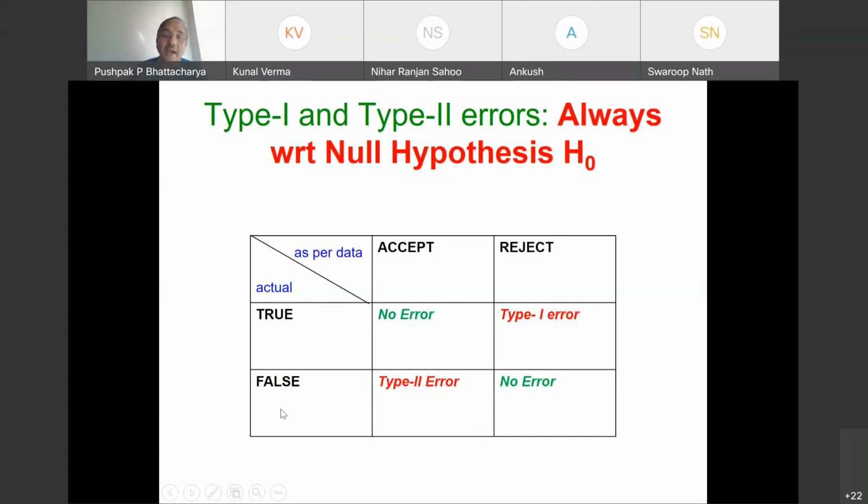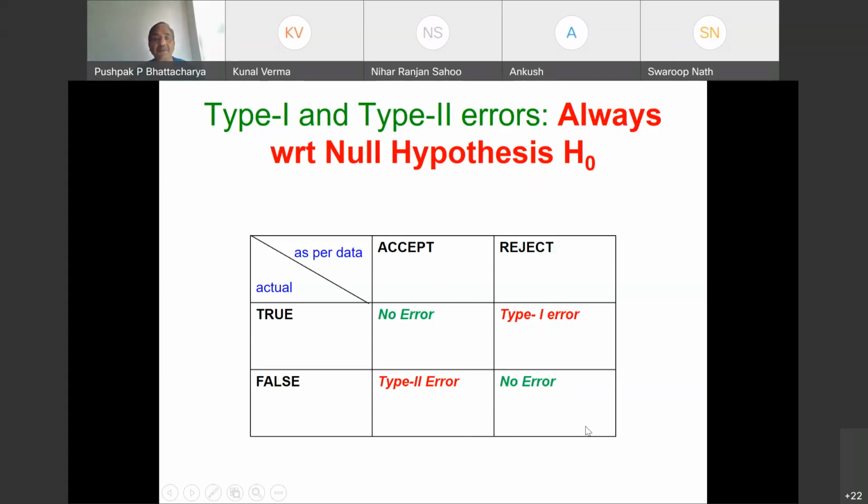The hypothesis is actually false, but I have accepted it as per the data. My data doesn't allow me to reject it. I have to accept it. Then this is known as the type 2 error. And if the hypothesis is indeed false and based on the data I'm rejecting it, then there is no error. So as usual, the diagonals are no error cells, and the off diagonal cells are type 1 error and type 2 error respectively.